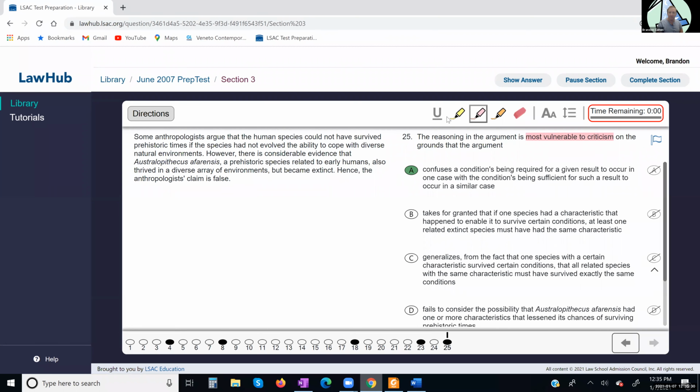Vulnerable to criticism. Okay, vulnerable to criticism. So when we have vulnerable to criticism, the conclusion here is that the anthropologist's claim is false. We have to go, there's that negative reference. We've discussed this before. We got to go to what that reference is. They argue that. So really, I'm not even concerned with that. I want to know, what are they arguing, and then negate it. So they're saying the human species could not have survived prehistoric times if the species had not evolved.